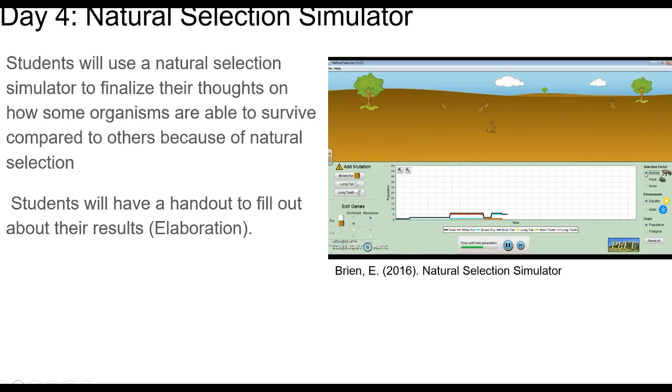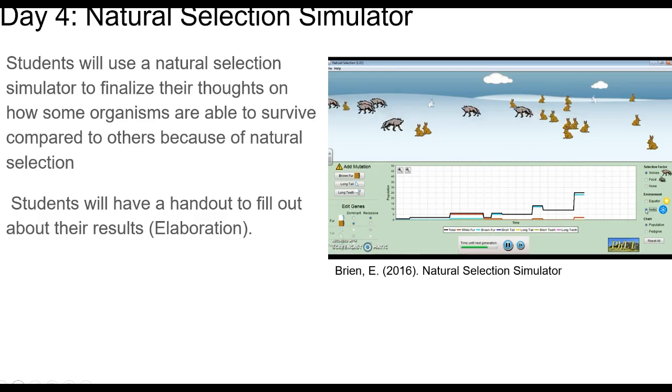And then this kind of just keeps going. The brown ones keep reproducing. During each generation, a few white rabbits will show up, but they're killed off right away. Then, if students want to, so they can even get a better idea, they can switch the environment to Arctic. And of course, right away, the brown ones are not going to survive.